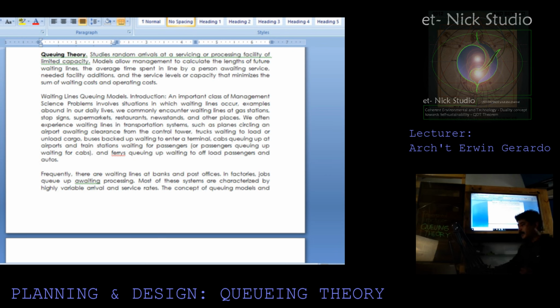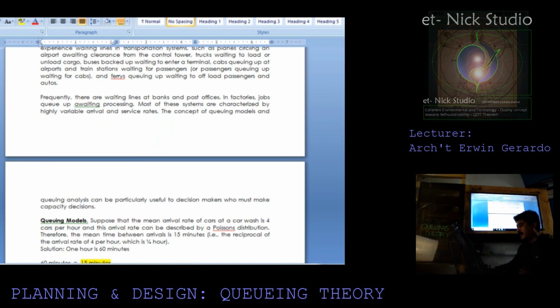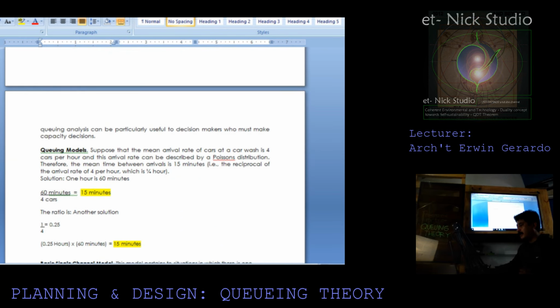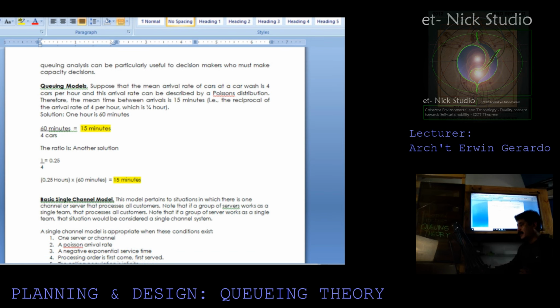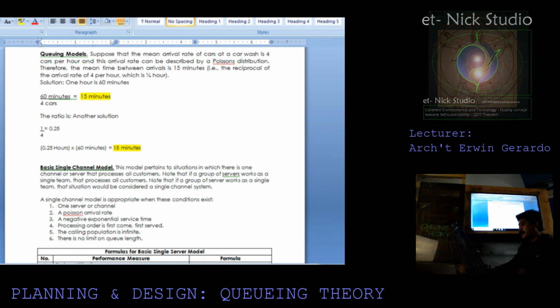Frequently, there are waiting lines at banks and post offices. In factories, jobs queue up awaiting processing. Most of these systems are characterized by highly variable arrival and service rates. The concept of the queuing model and queuing analysis can be particularly useful to decision makers who must make capacity decisions.